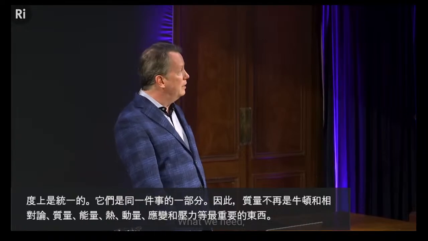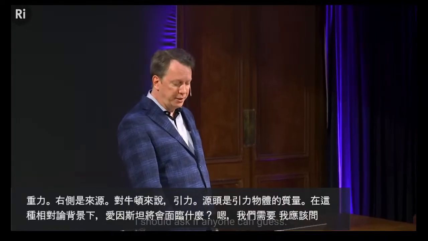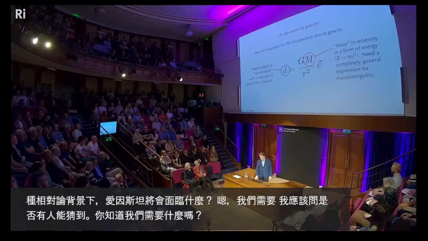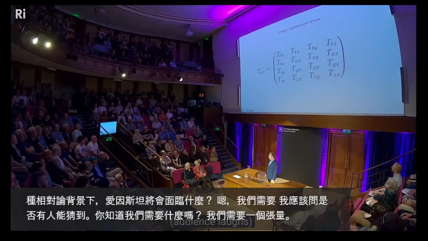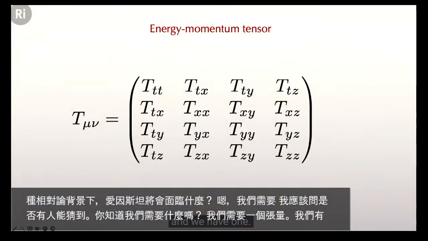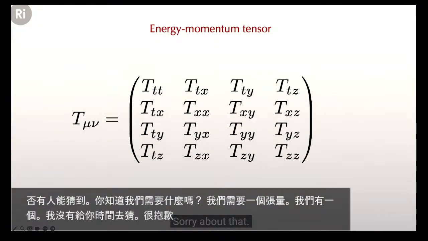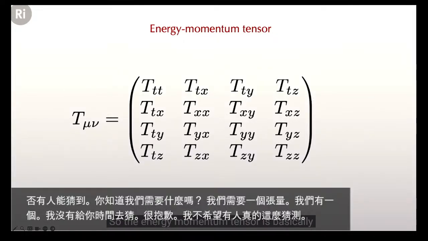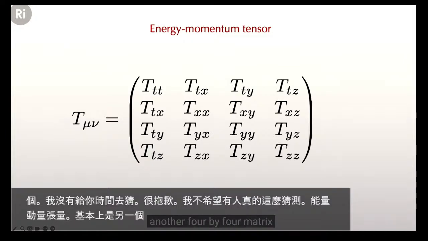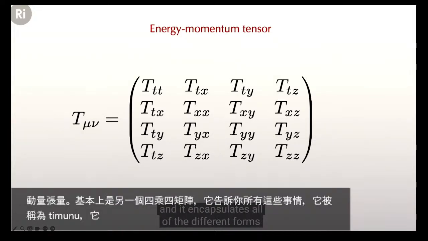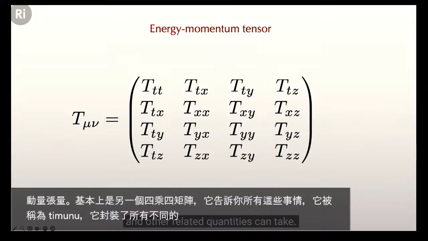What we need, I should ask if anyone can guess. Do you know what we need? We need a tensor. And we have one. I didn't give you time to guess. Sorry about that. I didn't want to be shown up by someone actually guessing. So the energy momentum tensor is basically another 4x4 matrix that tells you all of those things. It's called T mu nu, and it encapsulates all of the different forms that energy and momentum and other related quantities can take.